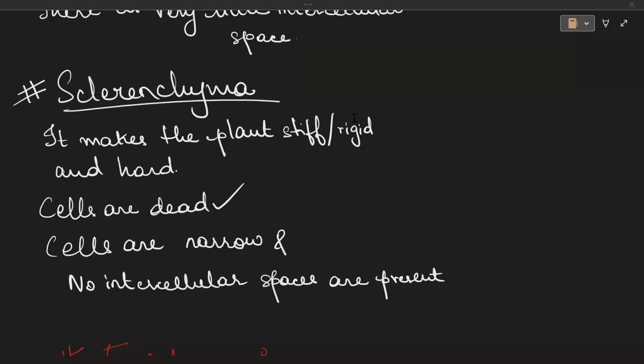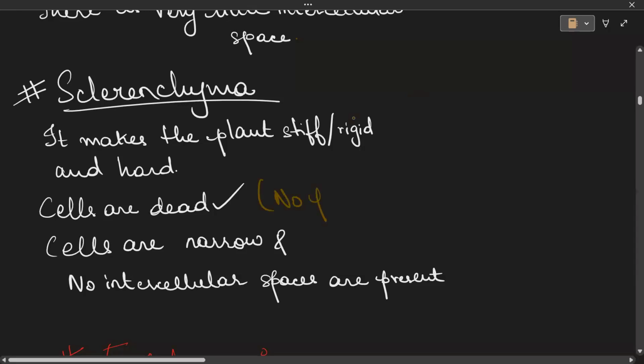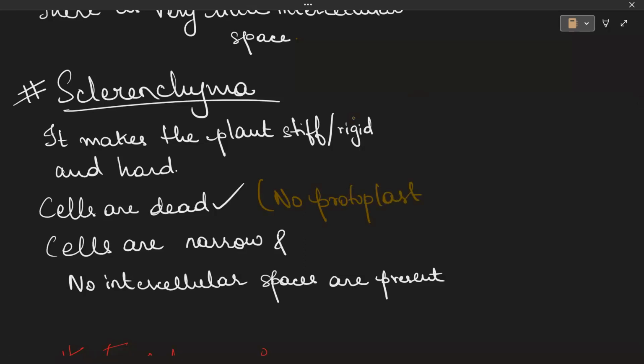So talking about the sclerenchyma. Now we saw that the parenchyma was living. We saw that the collenchyma was living. But in the sclerenchyma, the cells are dead. By dead, I mean that no protoplasm is there in the cell. So all the cells are dead in the case of sclerenchyma. With the help of this sclerenchyma, the plant becomes stiff, rigid, and hard. Okay?